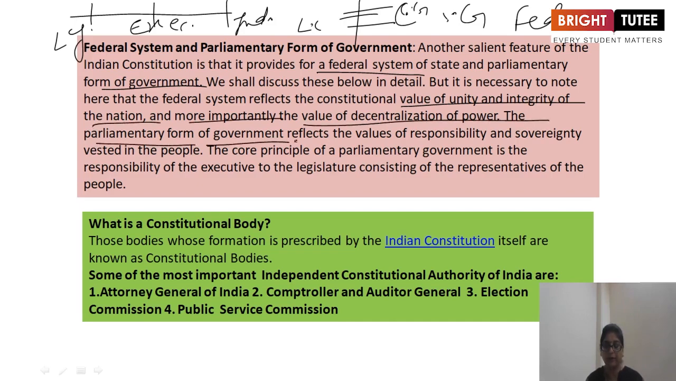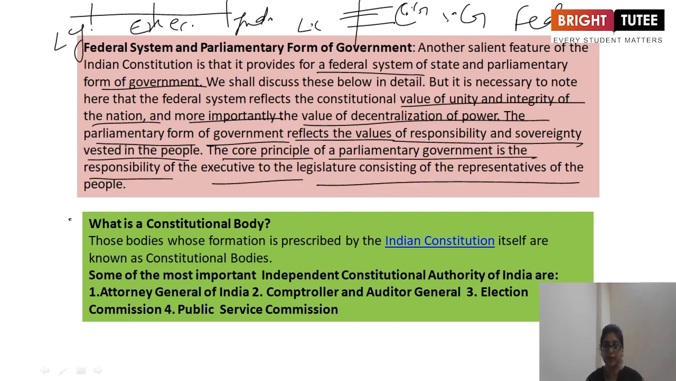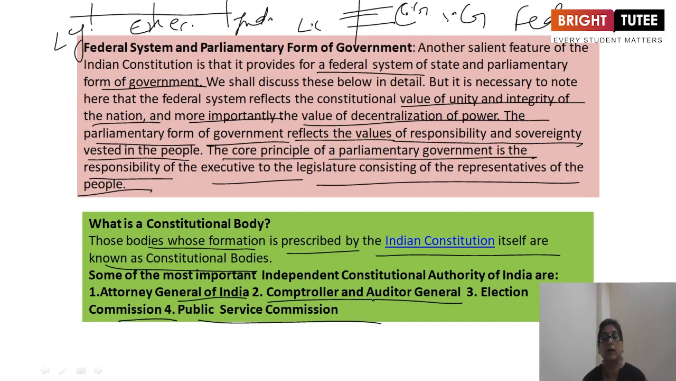The parliamentary form of government reflects the values of responsibility and sovereignty vested in the people. The core principle of parliamentary government is the responsibility of the executive to the legislature, consisting of the representatives of the people. Now, what is a constitutional body? Those bodies whose formation is prescribed by the Indian Constitution itself are known as constitutional bodies. The constitutional authorities of India are the Attorney General of India, Controller and Auditor General, Election Commission, and Public Service Commission. These are the constitutional authorities which work independently.